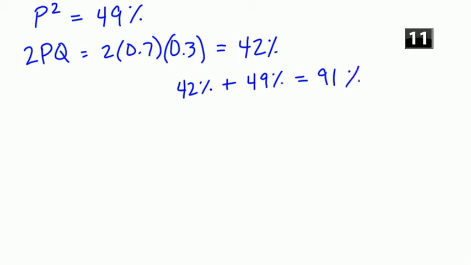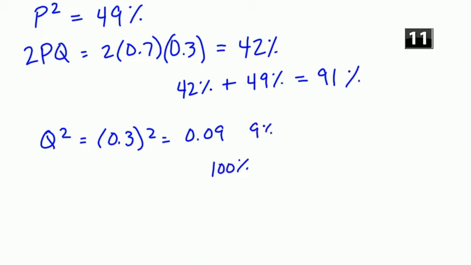The other, slightly more straightforward way to figure it out, once you've worked out what P and Q are, is to say, what percentage of the population has straight hair? Well, that's going to be the Q homozygotes, right? That's Q squared, or 0.3 squared, which is 0.09, or 9%. And if 9% have straight hair, then 91% have curly hair. That's the same answer we got doing it the other way. So it's kind of nice to do it both ways to check your work, if you have time.